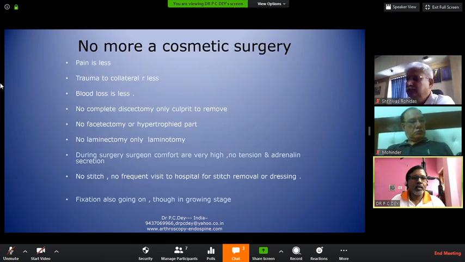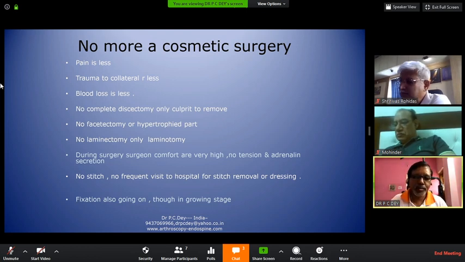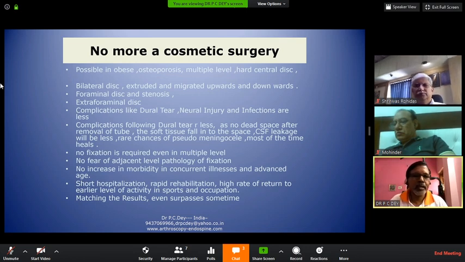So pain is less, trauma is less, blood loss is less, no complete discectomy, only the culprit has to be removed, and no facetectomy, only the hypertrophic part of the facet, no laminectomy, only the hypertrophic part of the lamina has to be dealt with. And during this surgery, surgeon's comfort is very, very important. There will be no tension that we are going to injure the deep structures like neural tissue. There is obesity. You saw that 130 kg patient Dr. Vidya is operating, and also osteoporosis, multiple level, hard central disc, opposite side disc, and bilateral discectomy also possible, extruded disc, migrated downward, upwards, foraminal, everything.